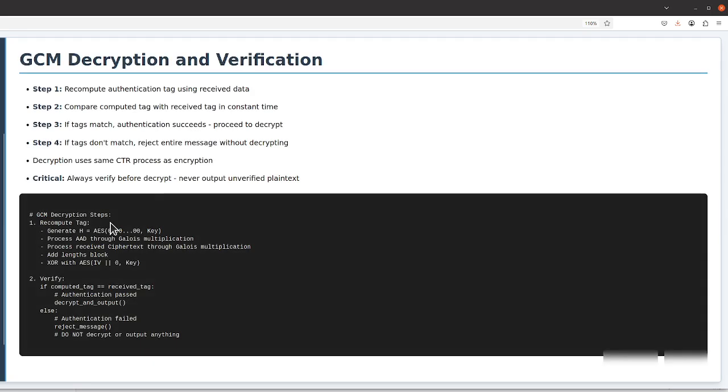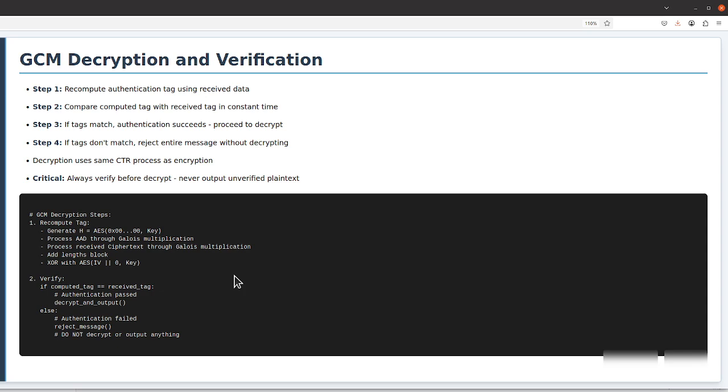How GCM decryption works. Now, let's understand the decryption and verification process. When the receiver gets the ciphertext, the authentication tag, and the IV, they need to do two things. First, verify that the data is authentic, and then decrypt it. The order here is important. You should always verify before decrypting. First, the receiver recomputes the authentication tag using the same process as encryption.